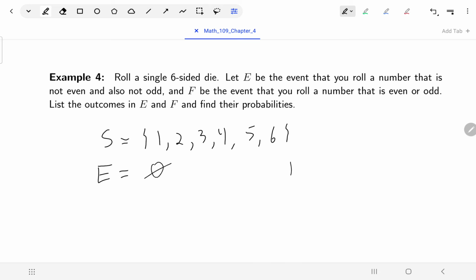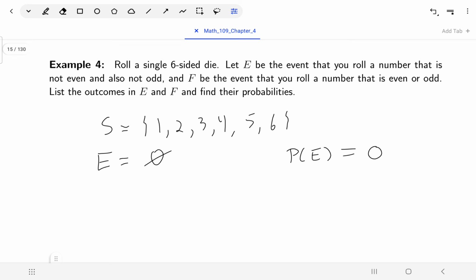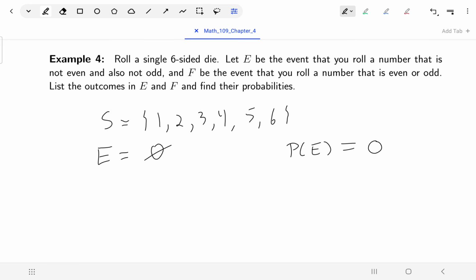So I can say the probability of E happening is the probability of the empty event happening, which should be 0. The chance that you will roll a number that's not an even number and also not an odd number is 0 because there aren't any numbers that are not even and not odd on your 6-sided die. The other event that we're looking at, F, that's the event that we roll a number that is even or odd. And if I think about listing all the things inside of F, that would be all the numbers that are even or odd. And here's all the even ones, 2, 4, and 6.